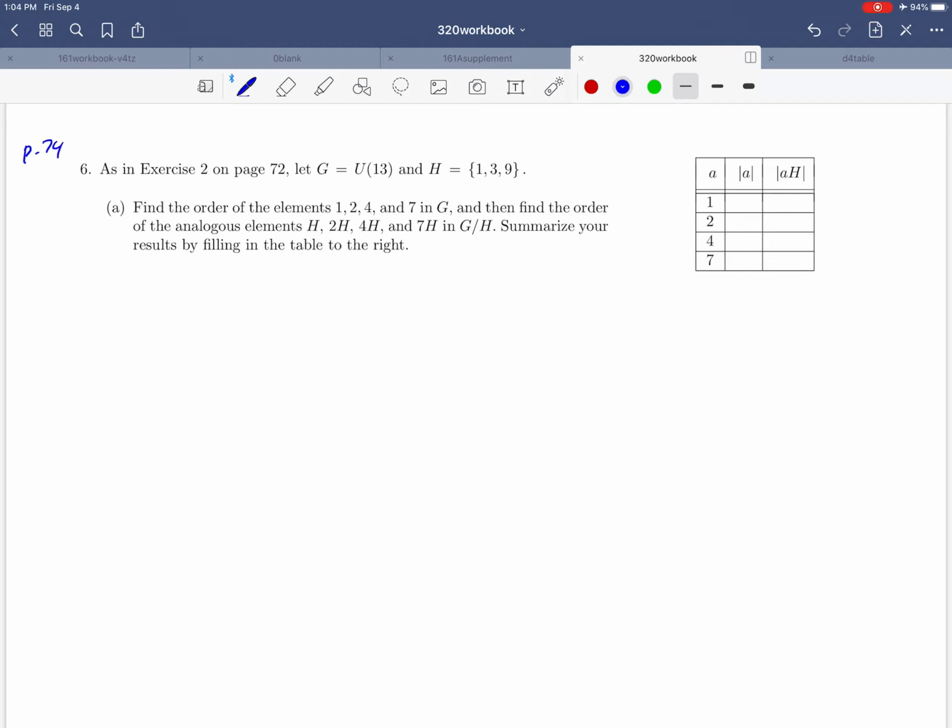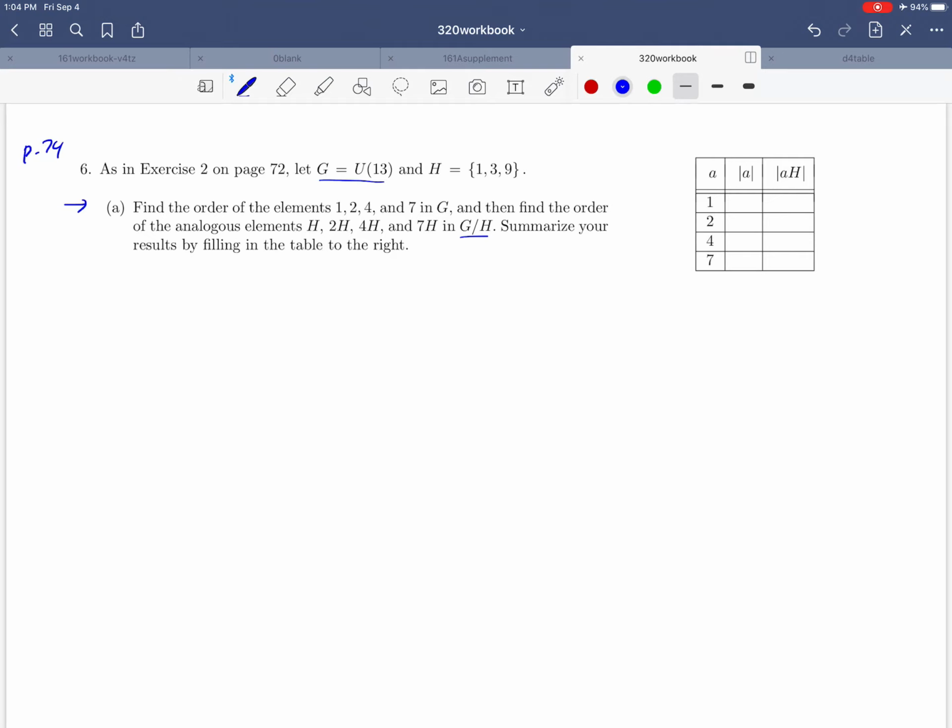So as in exercise 2 on page 72, let G be U of 13 and H be the subgroup {1, 3, 9}. And in this video, we're just going to be looking at part A of this exercise, which asks us to compute orders of elements, both in the group G, U of 13, and in the factor group G mod H. And what we're hoping is that we might notice some patterns here and maybe some relationships between the orders of those elements in these two groups.